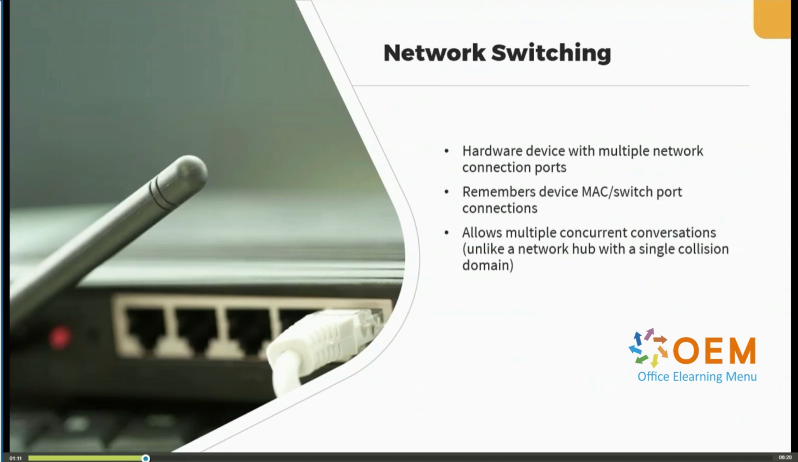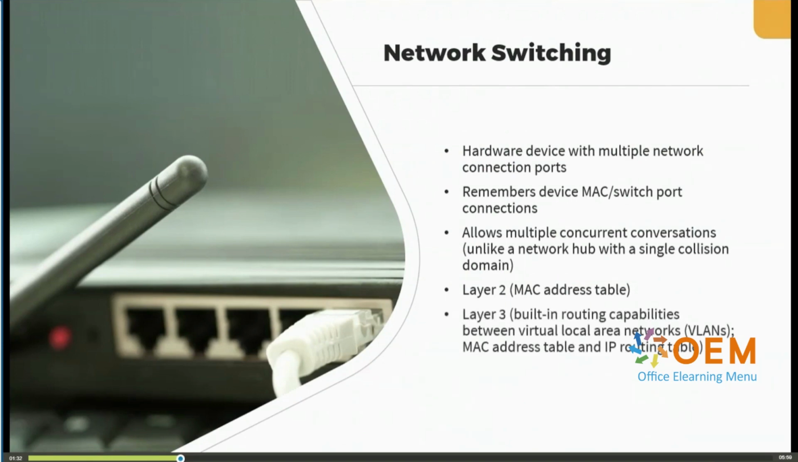Now, because a network switch is primarily focused on remembering things like MAC addresses, you might recall that a MAC address is the 48-bit hexadecimal address that uniquely identifies a network interface card, and that applies to layer 2 of the OSI model, the data link layer. So therefore, a network switch maps to layer 2 of the OSI model. Now you can also get layer 3 switches, which have routing capabilities in addition to the standard layer 2 functionality of a switch. And the routing is used between VLANs, virtual local area networks.